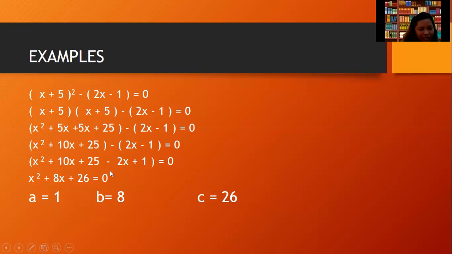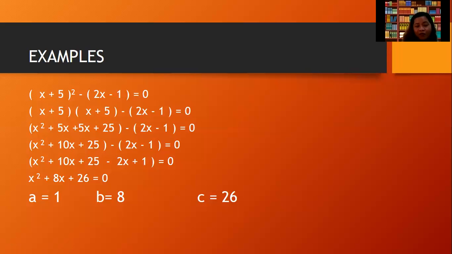Combine like terms again. So 10x and negative 2x are like terms, so this will become 8x. Copy the x squared, since we did nothing to it. Then the constant terms 25 and 1 will become 26. So therefore, our quadratic equation in standard form is x squared plus 8x plus 26 equals 0.